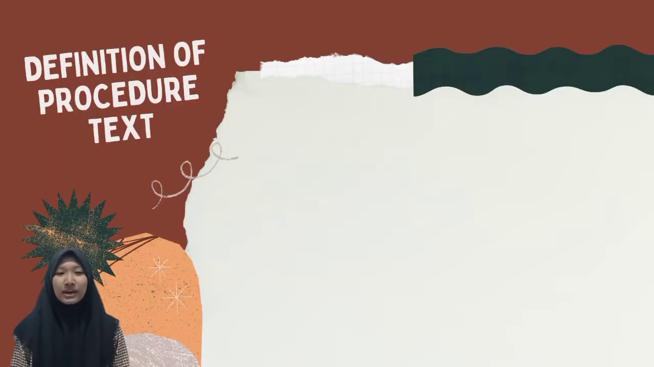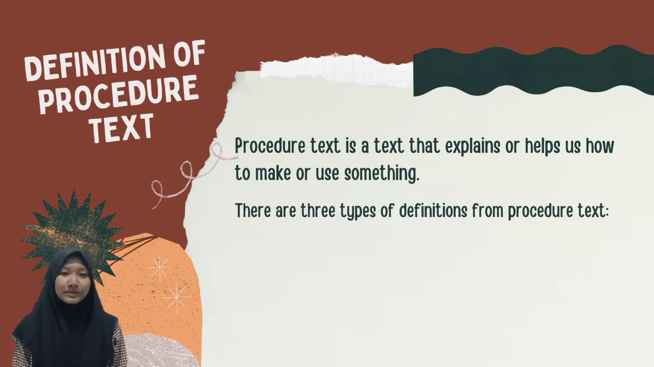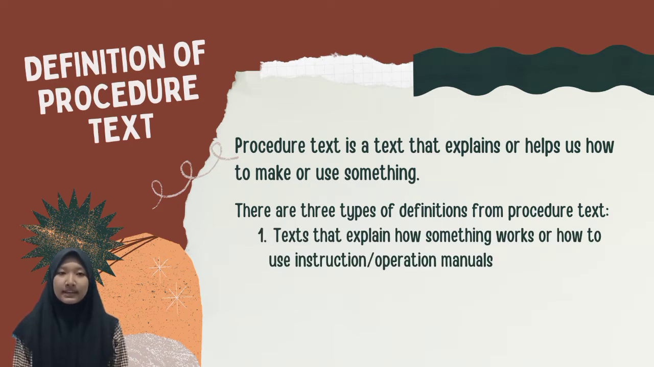Procedure text. What is the definition of the procedure text? Procedure text is a text that explains or helps us how to make or use something. There are three types of definitions from procedure text. The first, procedure text is the text that explains how something works or how to use instruction or operation manuals, such as how to use video, how to use the computer, how to use the tape recorder, etc.